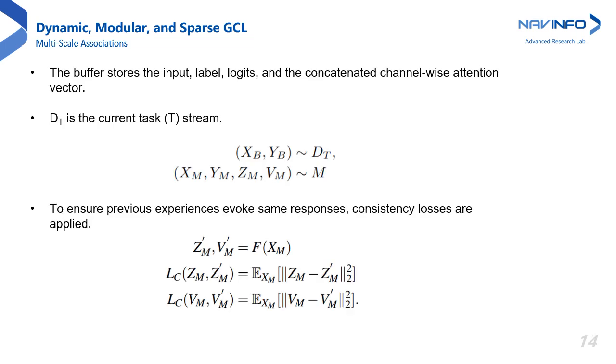The buffer stores the input, the label, the logits, and the concatenated channel-wise attention vector when they were first observed. At each training step, one batch each is sampled from the current task stream as well as the memory buffer. Now, to ensure that previous experiences, that is memory samples, evoke the same responses, a mean squared error loss is applied between current and saved responses, that is logits and channel-wise attention vectors.